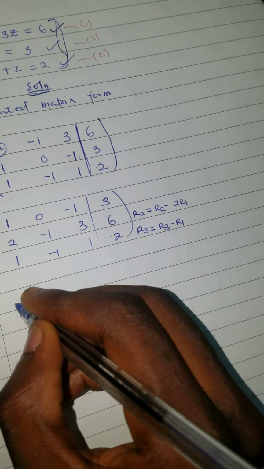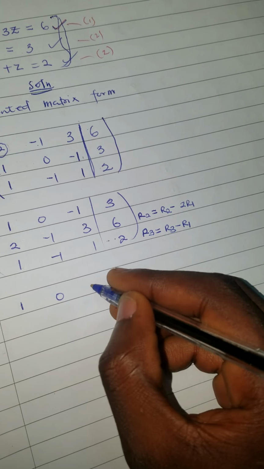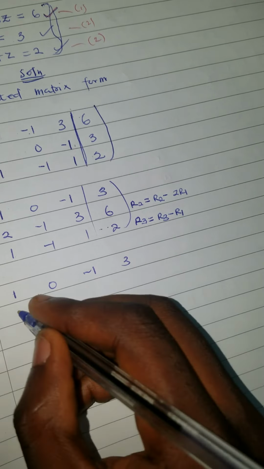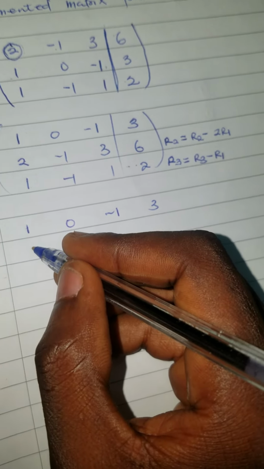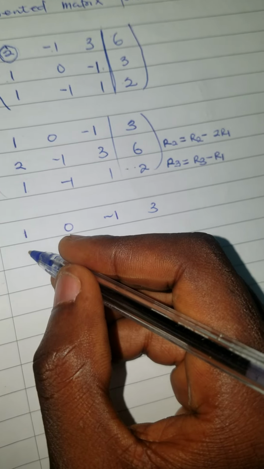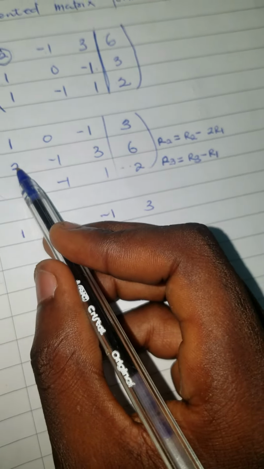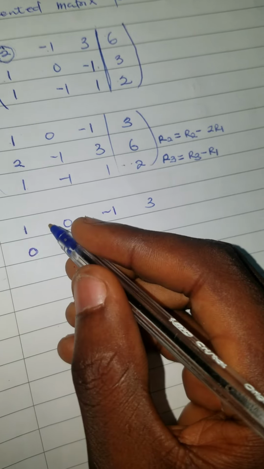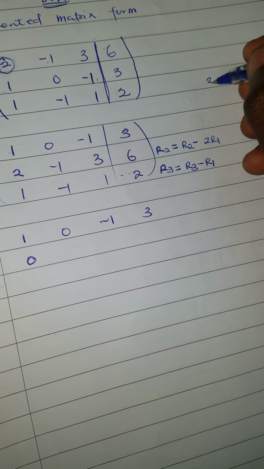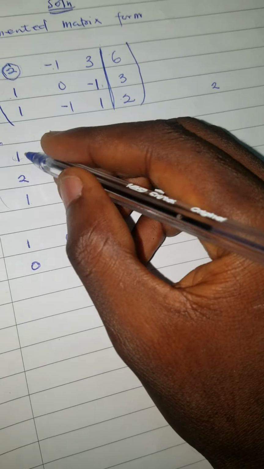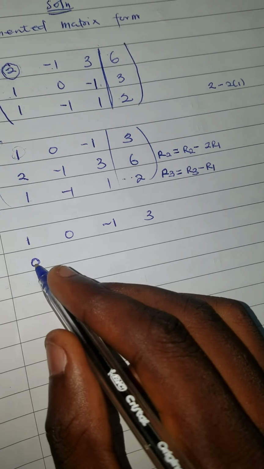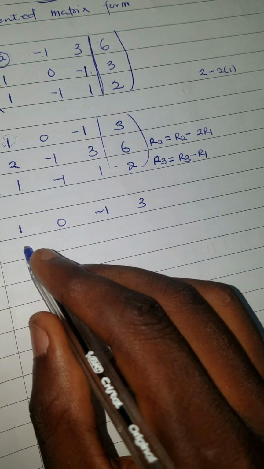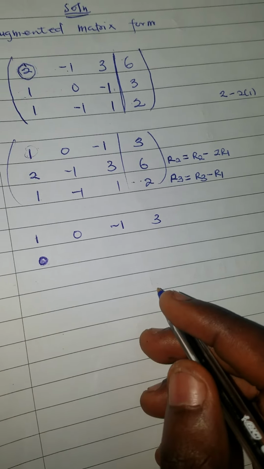So let's rewrite our first row: 1 0 minus 1 3. Now our second row, which is the new row, is row 2 minus 2 row 1. So this is 2. If you multiply 2 by this and you subtract it, it will now be 0. So it is 2, then multiply 2 by the element here, which is 1. It will be 2 minus 2 times 1, which will give you 0. And that is what we are looking for. We are making here 0.